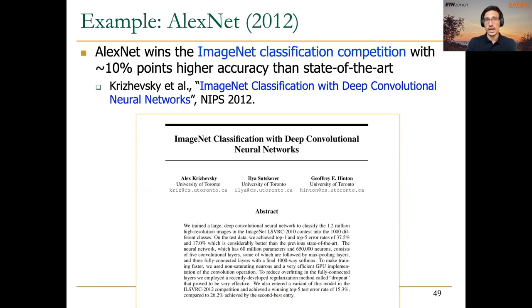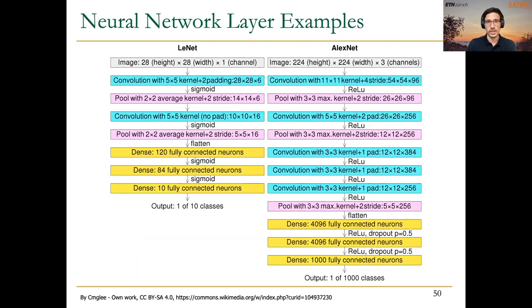That network is AlexNet, and it's in some way where everything started. It's a deep convolutional neural network that was, in this ImageNet classification competition, about 10% more accurate than the state of the art. You can see here AlexNet at the right-hand side, and compare it to the LeNet that we have also seen before. It has a few more layers. In total, it has 8 layers, 5 of them convolutional, as you see.